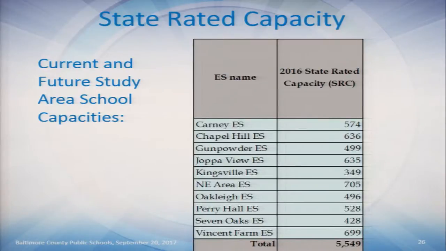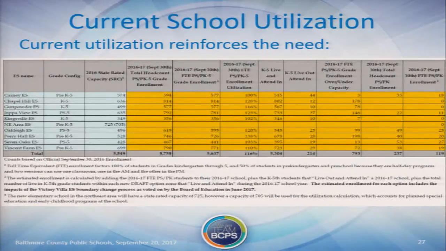So we've provided some data in your packets tonight that gives you more information on capacity. You have the state rated capacity of each school, and you can see the Northeast Area Elementary is stated at 705 like we discussed. We've also provided information that shows you the current school utilization. So you can see the school names, the grade configuration in the school, the capacity. We've given you the pre-K through 5 enrollment at each school, and this is the total headcount. And then there's the FTE pre-K through 5. The difference between headcount and FTE is that you take your preschoolers and divide them by 2 because they have AM and PM classes. So it gives you a more realistic look of how the building is used.